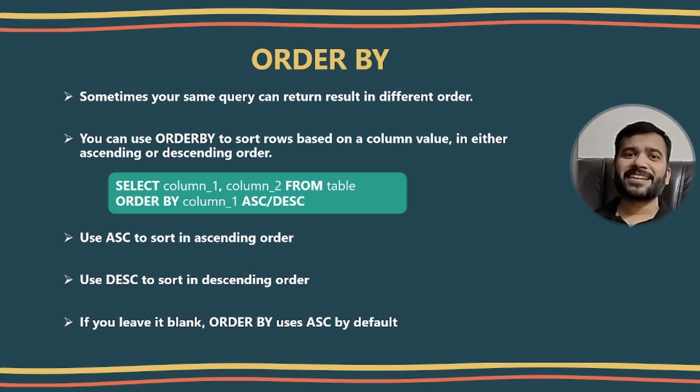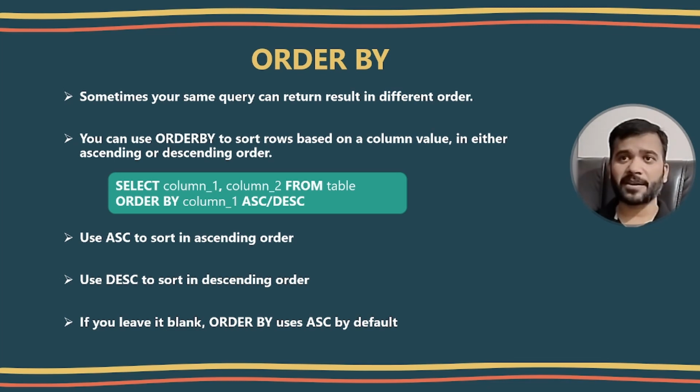Now my friends, our next concept is order by. Where do we use order by and what exactly is order by? Sometimes the same query can result in a different order. Basically, sometimes you write a query and run it, one time you can see the order in one way, and when you run the same query again, you can see the order in a different way.